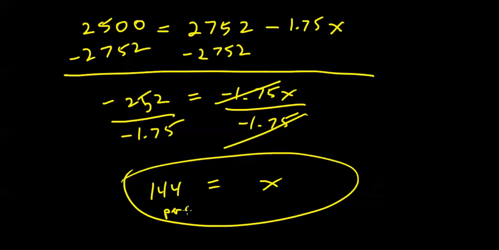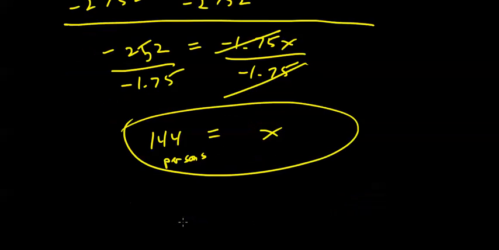So I probably should label that quantity. 144 persons should be involved in this trip if you want the price to go down to $2,500. Alright, that's example 3 on page 77. Next I want to talk about example 4 on page 78.